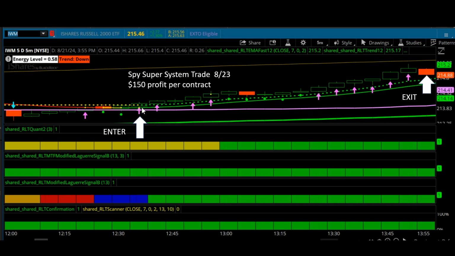Here's another one off the 15 right here. Again, it went from red to blue. Buying, just stay in the trade. It just moves slowly up here. Then it gets extended, and here comes a red candle. I'm out.